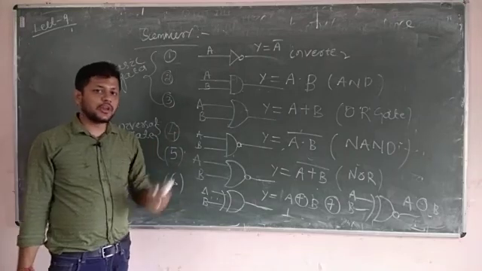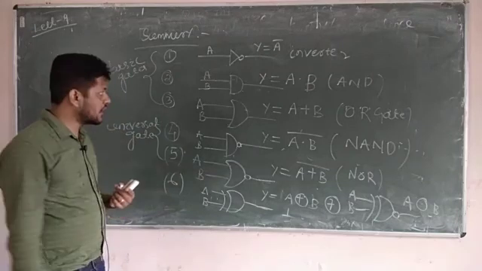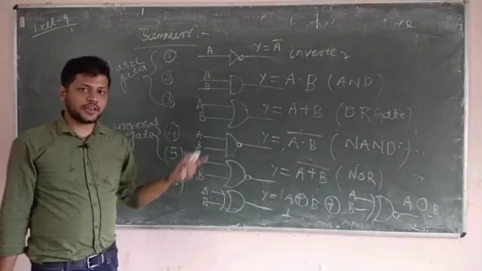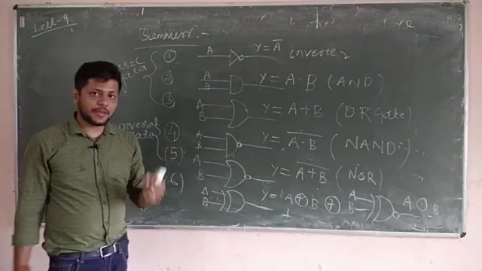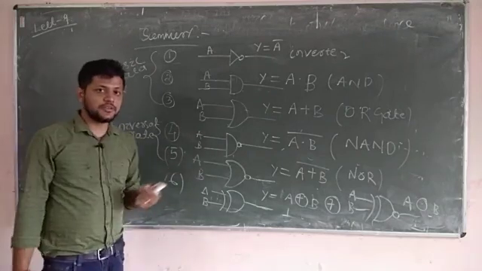And similarly, please revise all the logic symbols, please write them down on your board, and revise the truth table, the expression, and obviously practice Boolean algebra and the conclusion for each gate that I have explained in detail in the previous lecture. So please go through that.